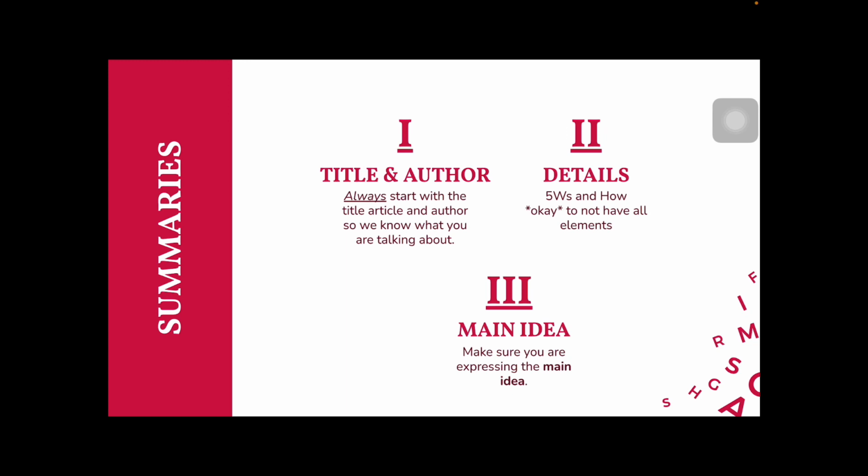The keys for writing a summary in nonfiction: number one, always start with the title, article and the author's name so the reader would know what text you are talking about. Number two, your details are going to come from the 5 W's and how, which we'll see on the next screen. It is okay to not have all of those elements when you're summarizing a nonfiction text. And then finally, number three, make sure in your summary that you are hitting the main idea, expressing that, which you already know how to identify the main idea.